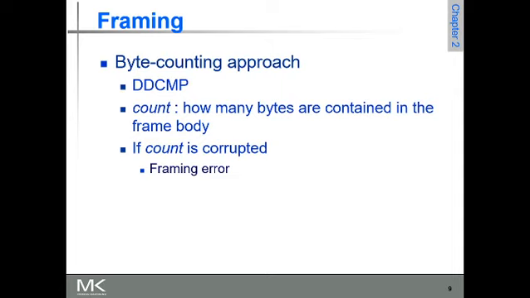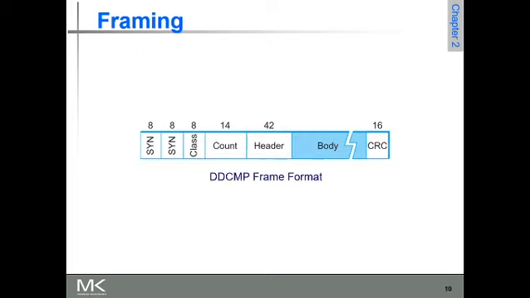The common error is that the count field may be corrupted. This is called a framing error. The count field specifies how many bytes are contained in the frame's body or data field. So you can see here the DDCMP frame format. One danger with this approach is that a transmission error could corrupt the count field, in which case the end of the frame would not be correctly detected.